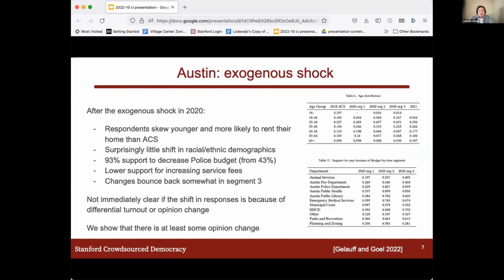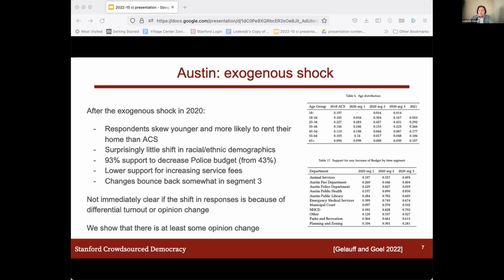After this shock, and a dramatic increase in responses, we noted some changes in the demographics as well. Respondents were much younger and more likely to rent their home rather than own it than before the shock, and than would be the case in the census. But to my personal surprise, and maybe to some of you, there was not much of a shift along racial or ethnic lines, which you would naively perhaps expect.